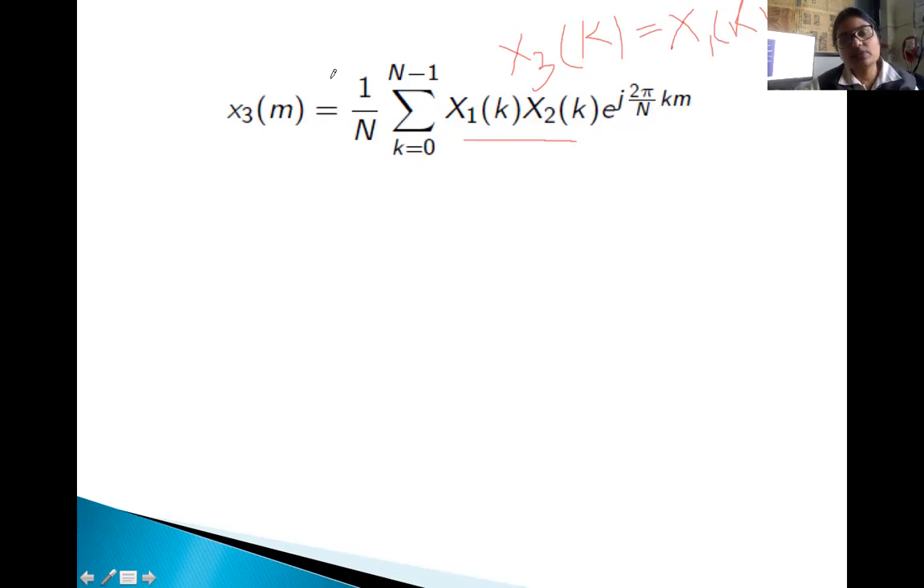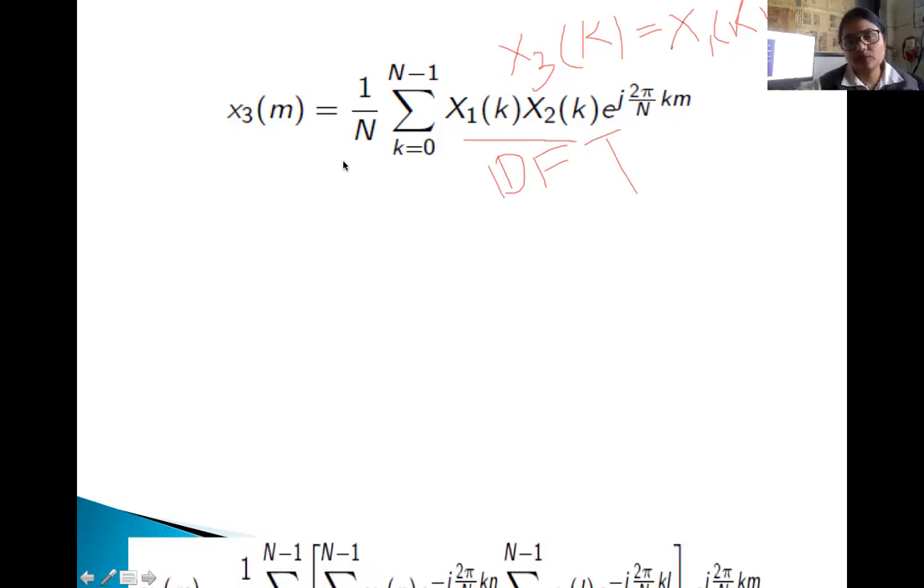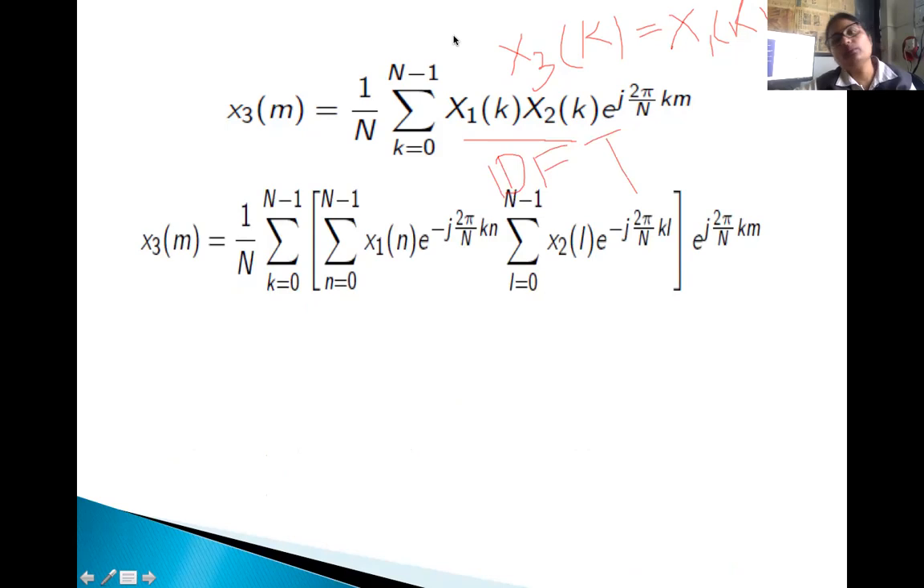So x3 of m is calculated by using the IDFT formula. The frequency domain sequence is converted into the time domain. By using this IDFT formula, we can convert the frequency domain sequence into a time domain sequence. Now we will be substituting the value of x1 of K. What is the value of x1 of K? This is the DFT of x1 of n. So we have substituted x1 of K in this equation.